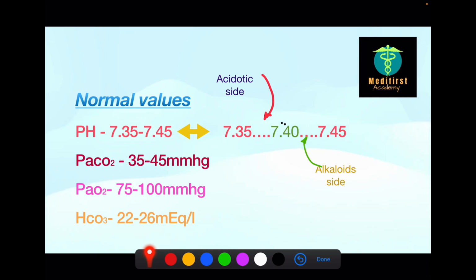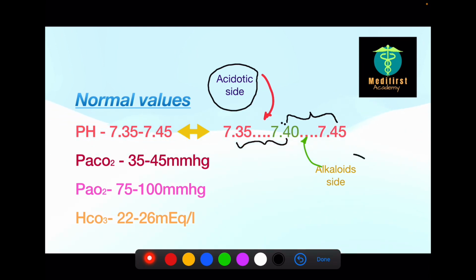Why I specifically mention this: if the ideal pH in our body is 7.4, then 7.35 to 7.4 is a normal value of pH, but we call it the acidotic side normal value. If your ABG pH is between 7.4 and 7.45, it is still considered normal, but it is the alkalotic side normal pH. This is a very important principle. You have to keep it in mind. You will realize why I am saying this when we solve our example later in the video.